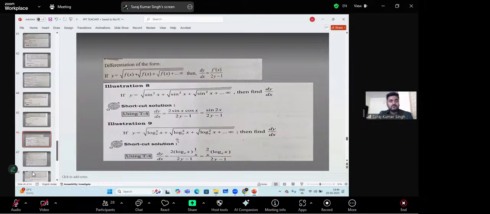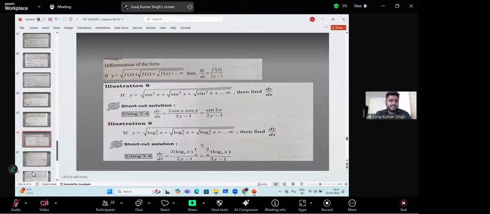Similarly, let's see another example. y equals root over log square x, log square x, log square x till infinity. What, sir? How to get this one? This problem has come in JEE Mains. So what should be the value? The derivative of this log square x we know is 2 log x into 1 by x. See how very easy. This numerator is known, and this denominator 2y minus 1 is common.